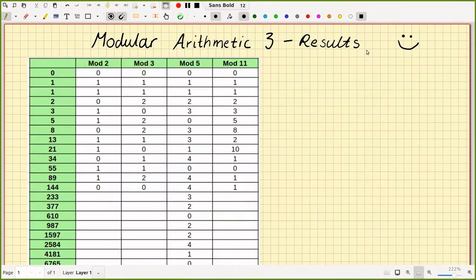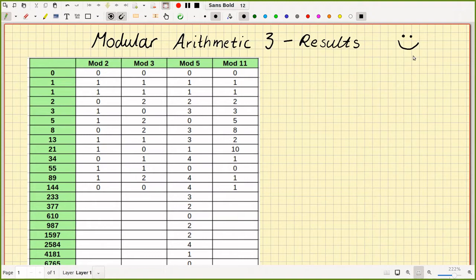Hello, this is the third lesson on modular arithmetic. So today I'm going to share some of the results that I found when I was doing this. Of course you might have tried some different numbers and found some slightly different things, but here's just an example of what you could have found.